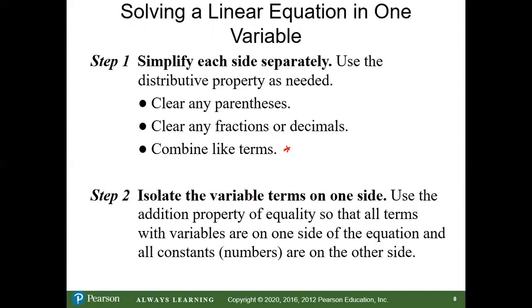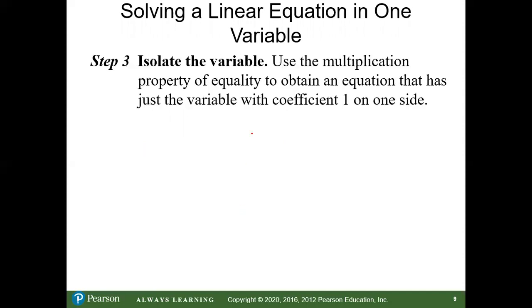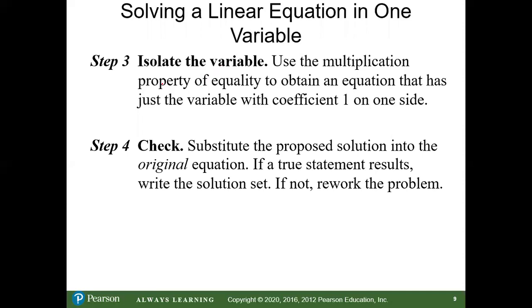Then we're going to isolate the variable on one side. So we had the variable on both sides, so we moved it over to one side of the equation, and then we isolated that variable. So we started to do the multiplication property of equality and the addition property of equality to make sure that we were getting our variable isolated, okay? Remember, look for inverse operations. Whatever you have, do the opposite of it. And then you can check your answer.